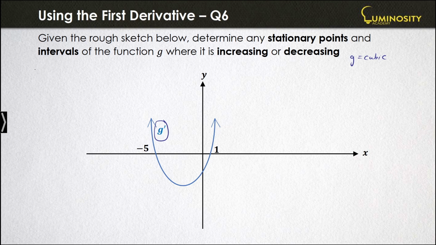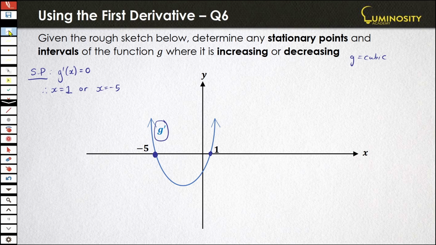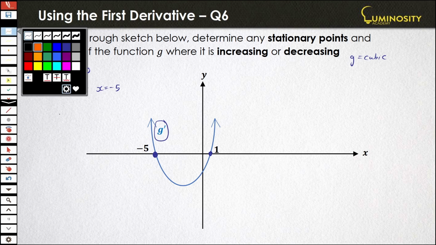Stationary points. Okay, so stationary points is when your g prime of x is equal to 0. But graphically from our graph, this is g prime. So where is it equal to 0? Well, those are the intercepts, -5 and +1. So therefore, at x equals 1, or x equals -5, those will be stationary points. Okay, so you can see the interpretation is extremely important from looking at this graph.